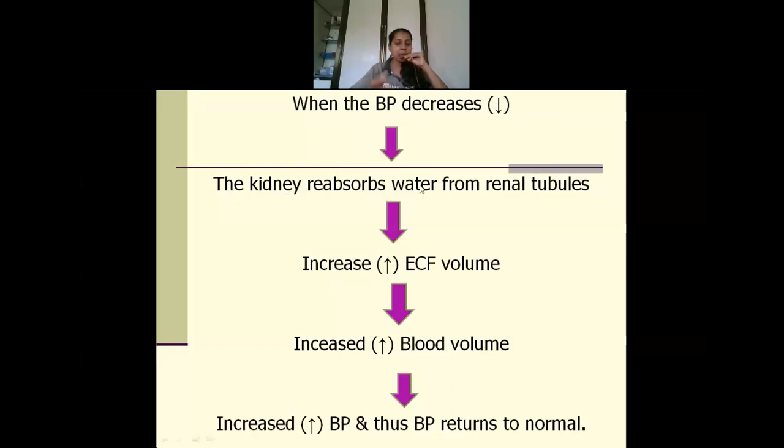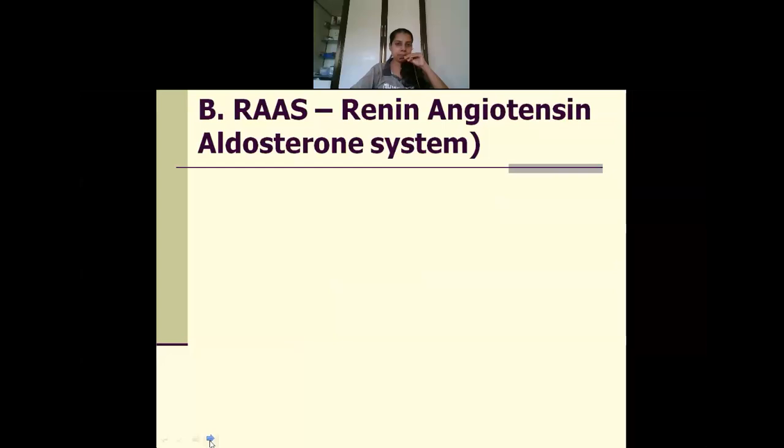So what will happen when reabsorption happens? The fluid volume will increase. The extracellular fluid volume increases. So what will happen to the blood volume? That will also increase. So finally there is an increase in the BP. So the BP which has reduced has come to normal now. It has returned to normal.